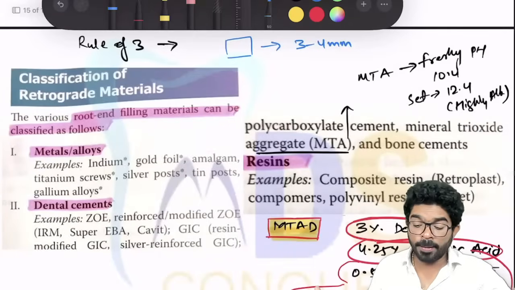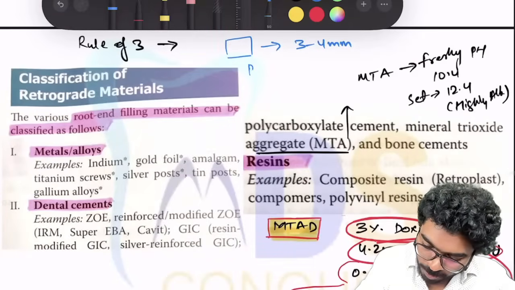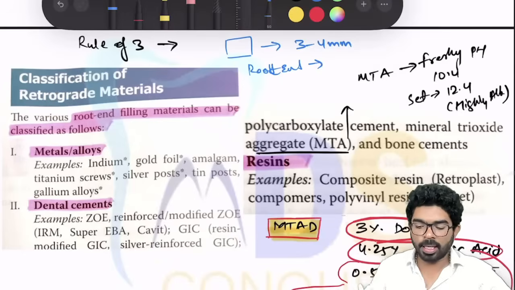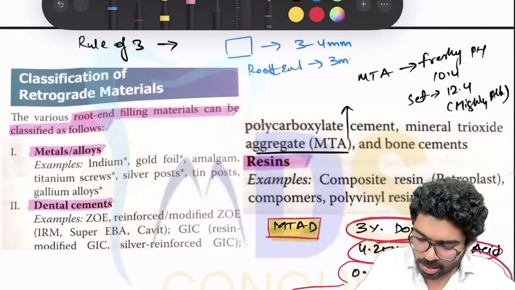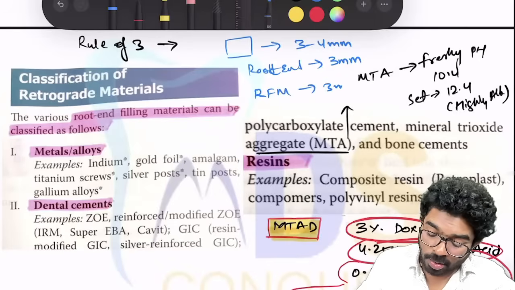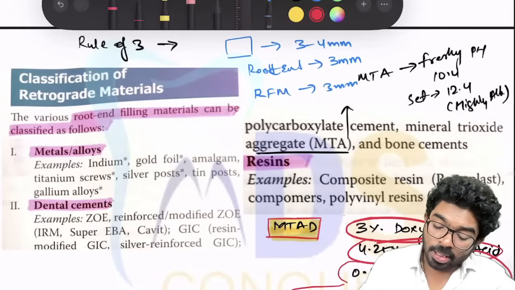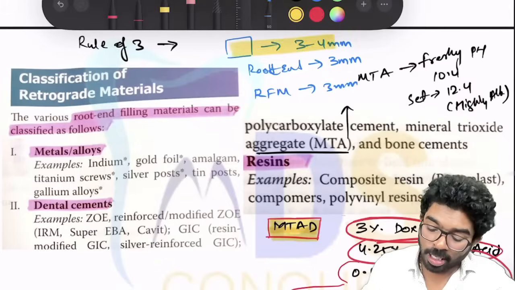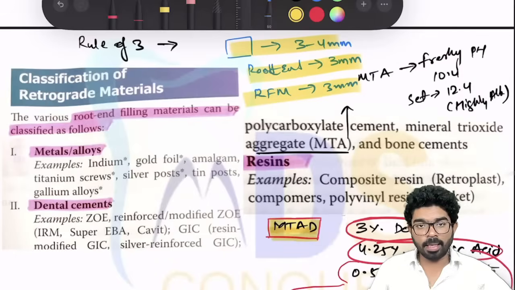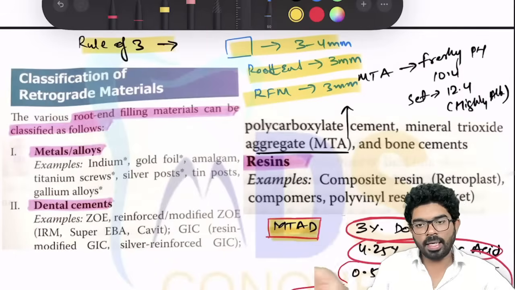Okay, next one, root end resection. How much amount of root end I'm going to cut? 3 millimeters. How much amount of retrograde filling material I'm going to use? 3 millimeters. All these are 3 millimeters. Size 3 to 4 millimeters. Root end cutting 3 millimeters. And root end filling 3 millimeters. You can consider that as the rule of 3, all threes.